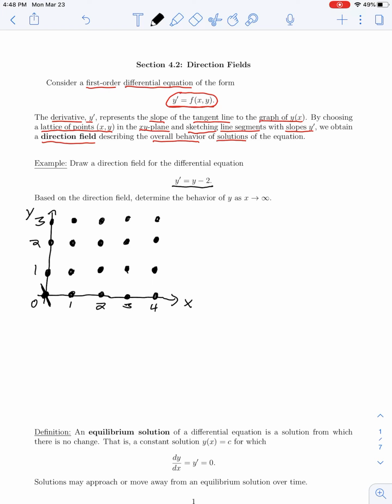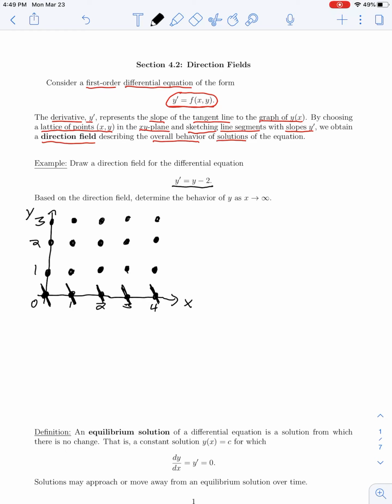So if we were to move on to our next point, let's say (1, 0), well, y is still 0 for this point. So y prime, which is y minus 2, would still be negative 2, because in this example, our differential equation only depends on y. It doesn't matter what the x value is. So therefore, for every point on the x-axis where y is equal to 0, we're going to have the same slope of negative 2. So we can draw the same sort of line segment through each of those points.